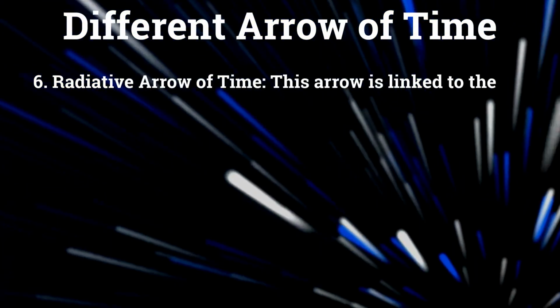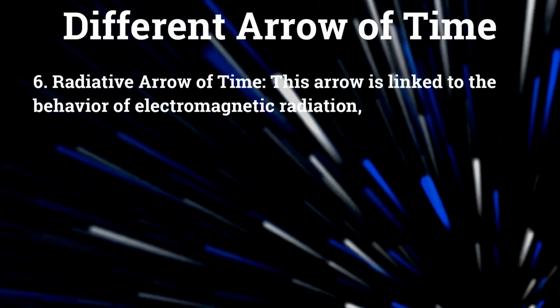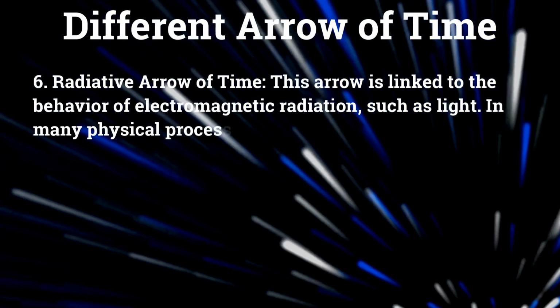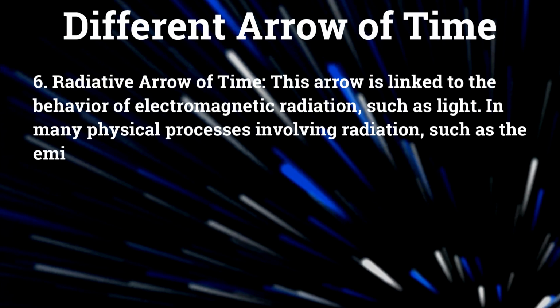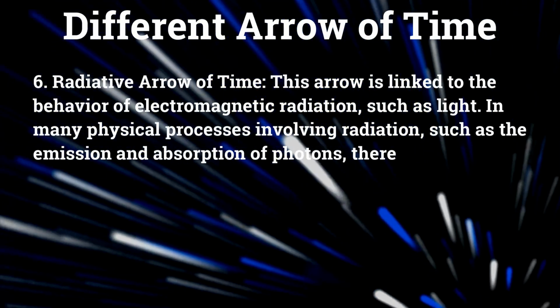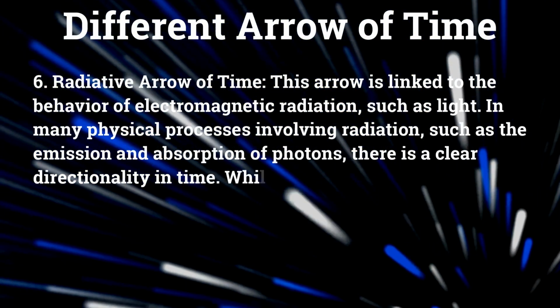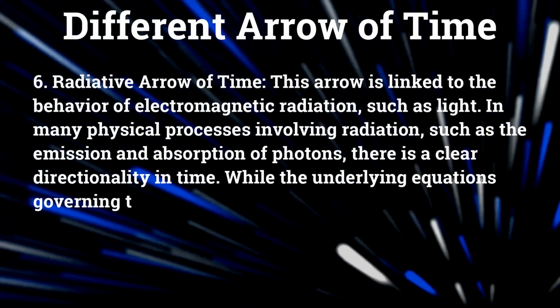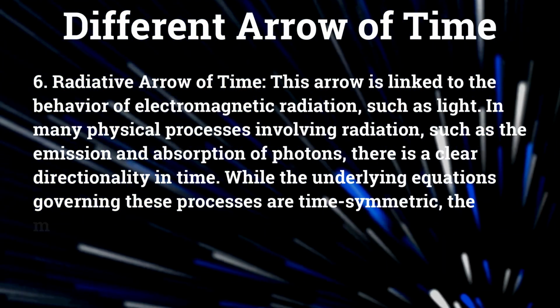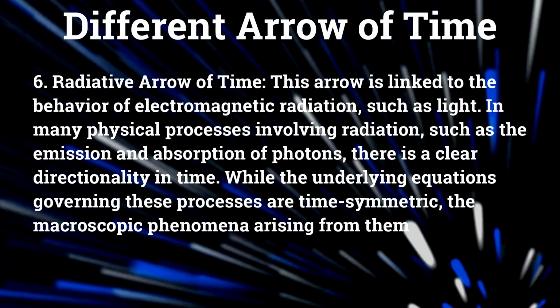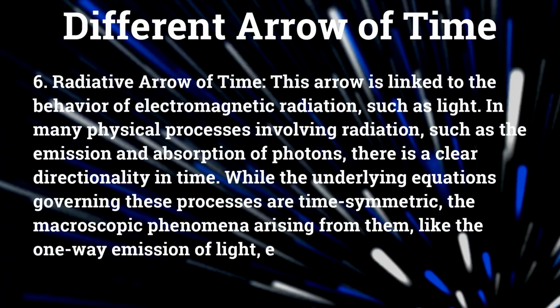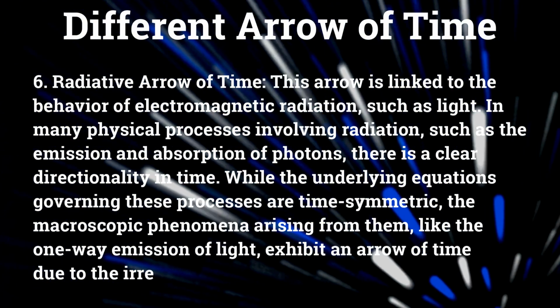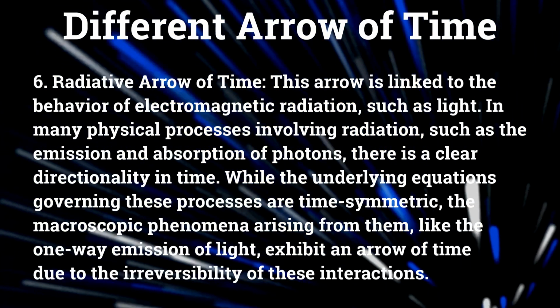Radiative arrow of time. This arrow is linked to the behavior of electromagnetic radiation, such as light. In many physical processes involving radiation, such as the emission and absorption of photons, there is a clear directionality in time. While the underlying equations governing these processes are time-symmetric, the macroscopic phenomena arising from them, like the one-way emission of light, exhibit an arrow of time due to the irreversibility of these interactions.